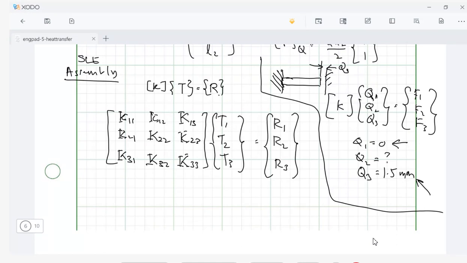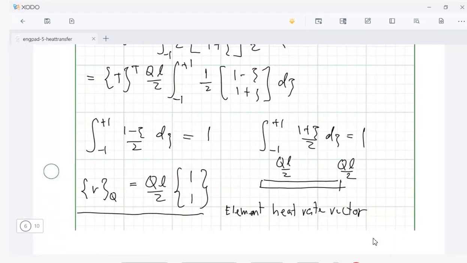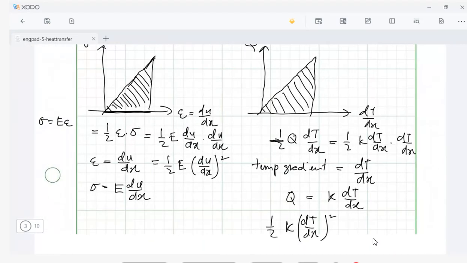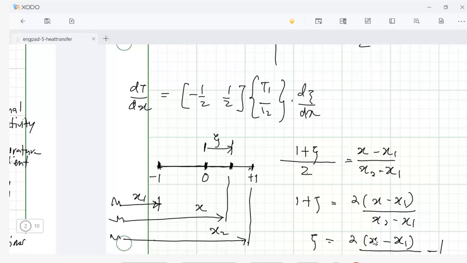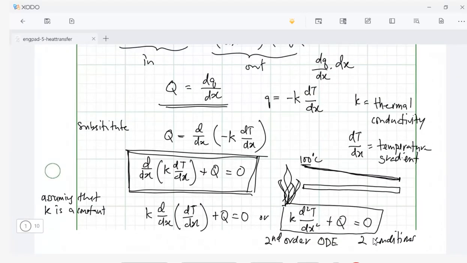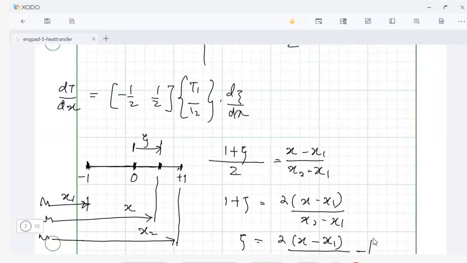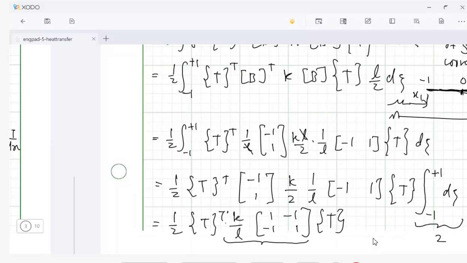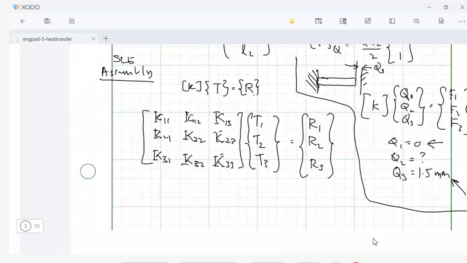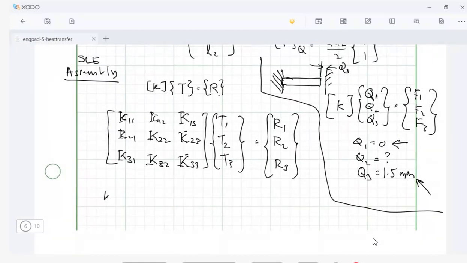So in this case, this is a second order ODE and it requires two conditions, because in order to solve for T, okay, now I get it. So for example, we have K d square T over dx square. So K is a constant.